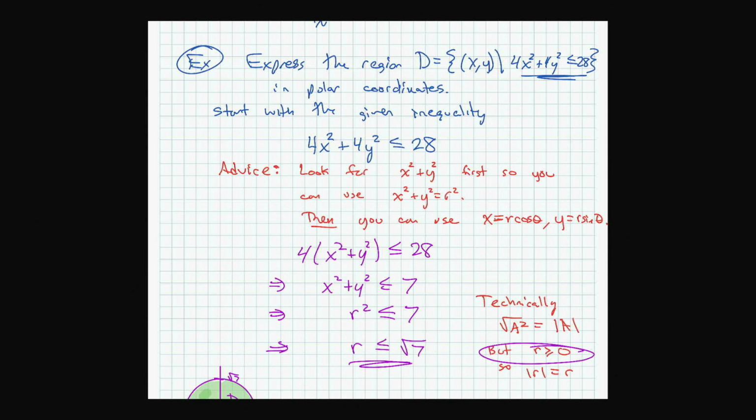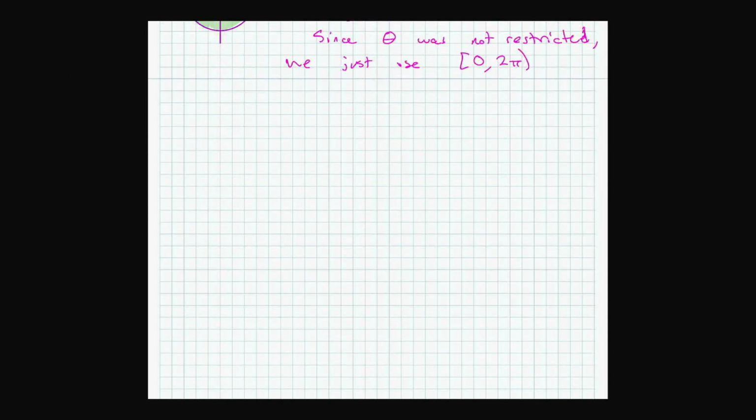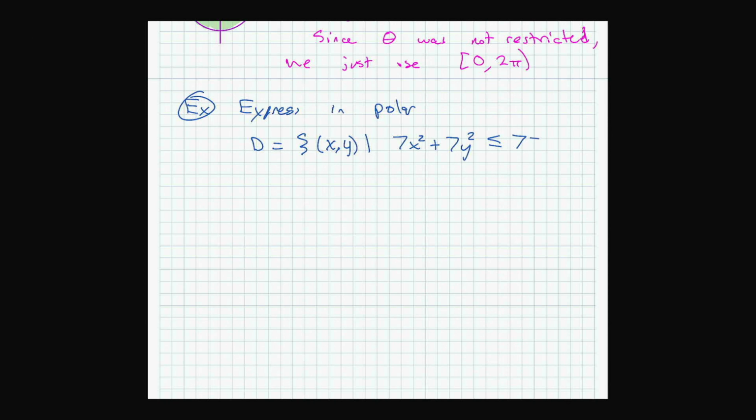All right. So here's a slightly more complicated one. Again, express in polar. D equals the set of all x and y such that 7x squared plus 7y squared, which looks familiar, right? But this time less than or equal to 77x. What's the x do?